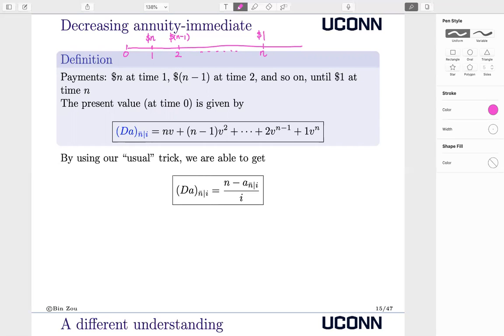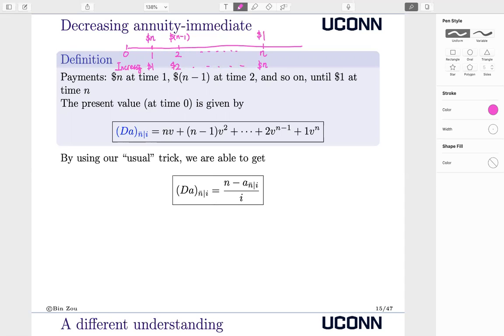Remember, for the increasing, you have $1 here, $2 at time 2, and it goes on to n dollars. Now you flip the order of all the payments. The first goes to the last, the second goes to the second to the last, etc. So that's the decreasing annuity. That's why there are so many formulas in this chapter and in general for this course.